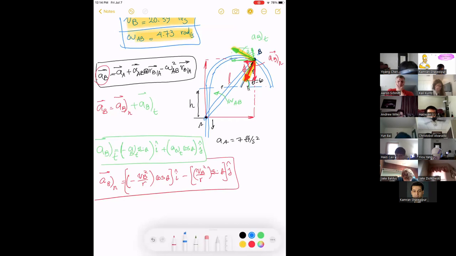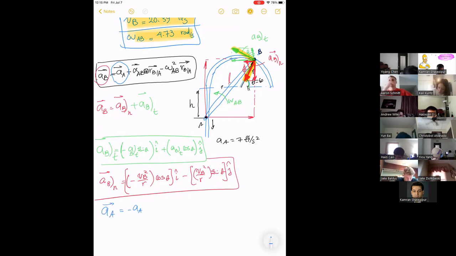Now that we did that, we're going to go to A. Again, acceleration of A is simple, it is just minus AA times J. We can even plug the numbers, minus 7J. This is done. Any question? Am I going too fast?